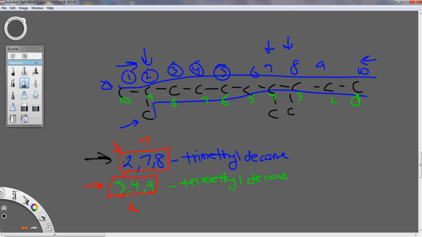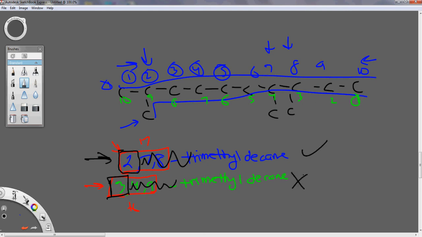We want to give our first branch the smaller number. So we don't really care what comes afterwards, the 7 and 8 and the 4 and 9. It's only the very first that we actually care about. In this case, 2 is smaller than 3. So therefore, this was the correct answer.